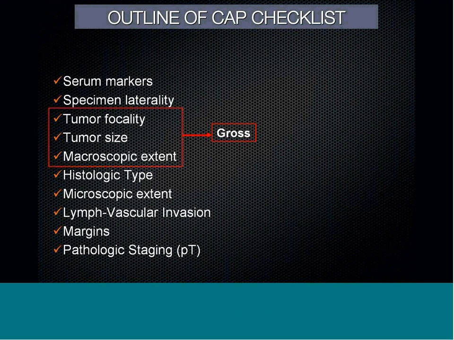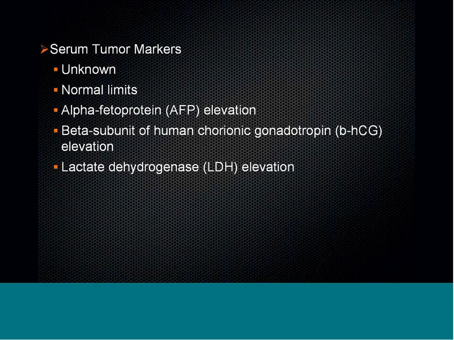Serum markers and specimen laterality are related to the clinical information that we receive, and we'll discuss the relevance of that. Tumor focality, tumor size, and macroscopic extent of the tumor is information you gather from the gross examination of the tumor. The histological subtyping, microscopic extent, presence of vascular invasion and margins is something we gather under the microscope. And then we sum all the data to put an accurate PT staging on the orchiectomy specimen.